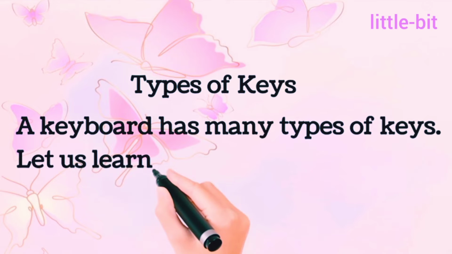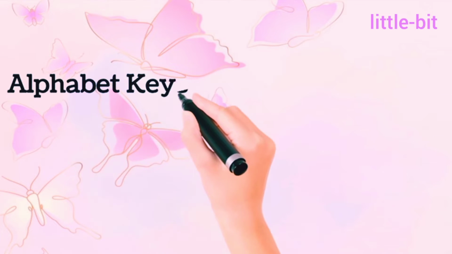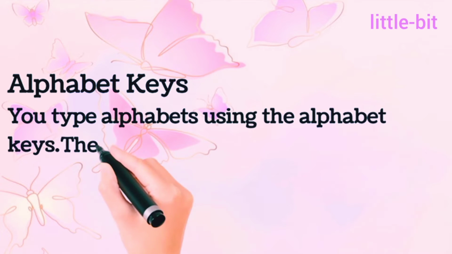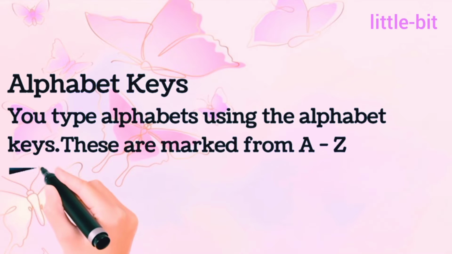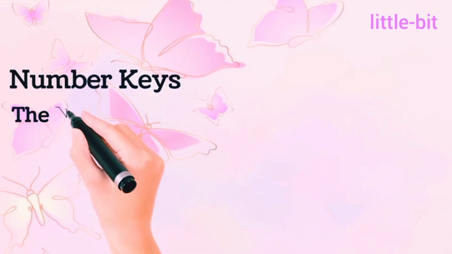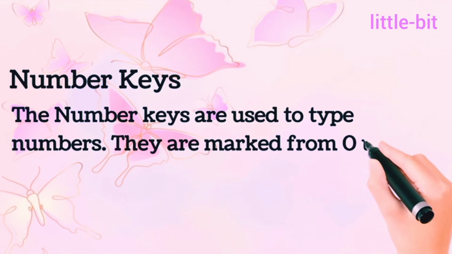Let us learn about them. First one, alphabet keys. You type an alphabet using the alphabet keys. These are marked from A to Z. And the second one is number keys. The number keys are used to type numbers. They are marked from 0 to 9.